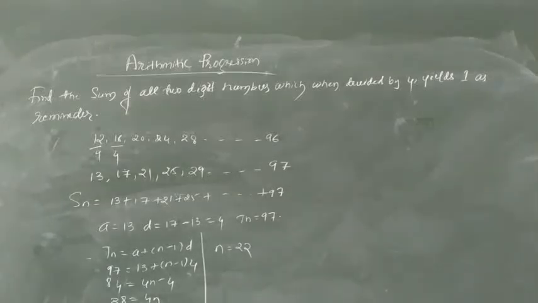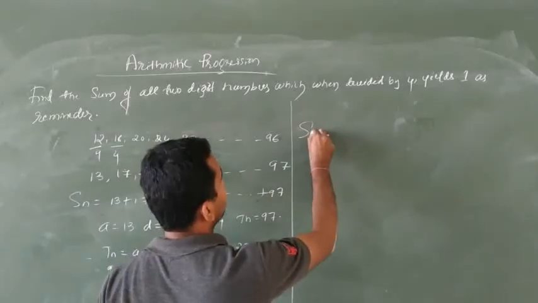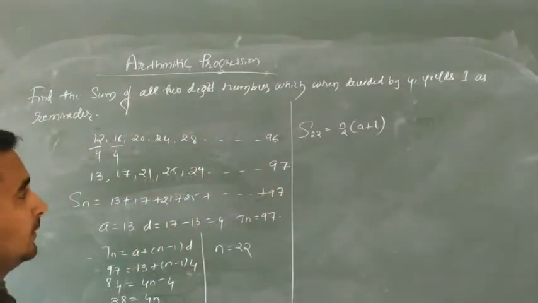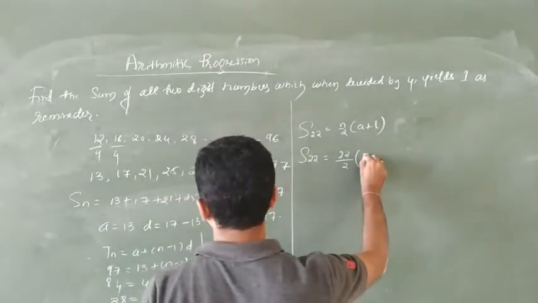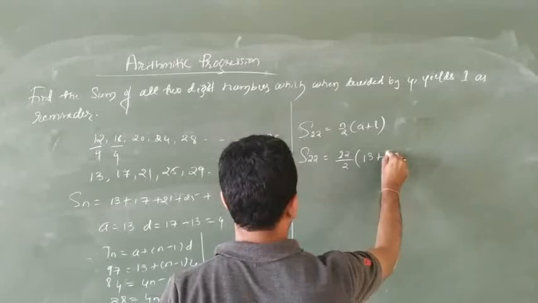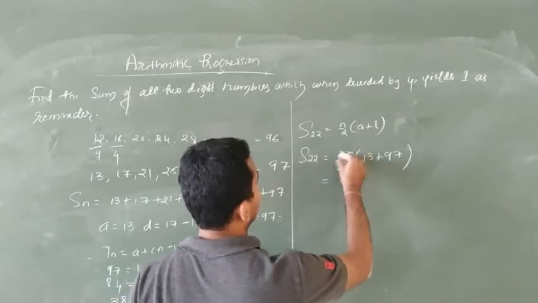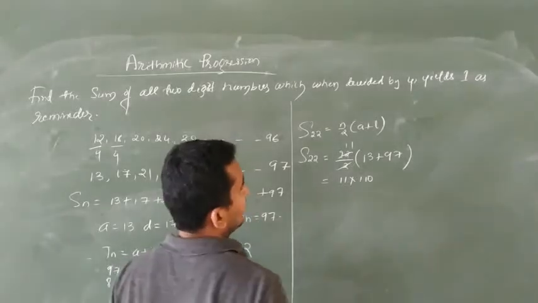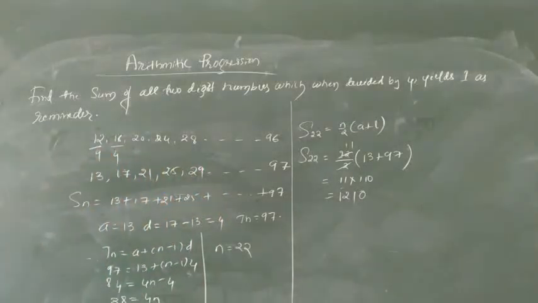So we have to add the 22 elements. The sum of the 22 elements is n by 2 into (a plus l), that is S_22. n is 22 divided by 2, a is 13 plus l is 97. 97 plus 13 is 110. So this is 11 into 110, that is 1210, which is the sum of the 22 elements.